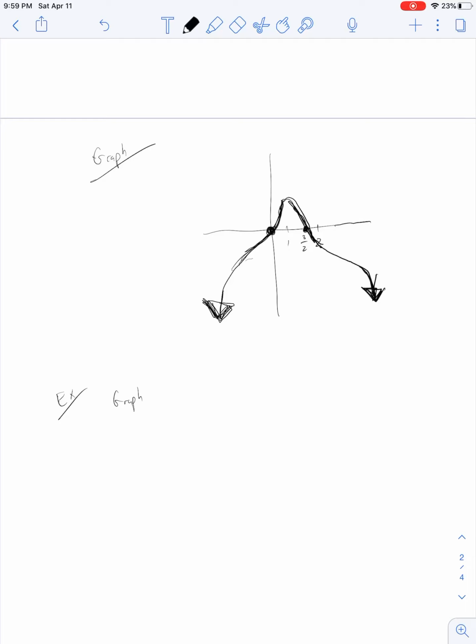Let's take a look at our next one. How about we graph f of x equals 2x to the third plus x squared minus 8x minus 4. So we're going to set this equal to 0, and because it has 4 terms, I'm going to do factor by grouping.